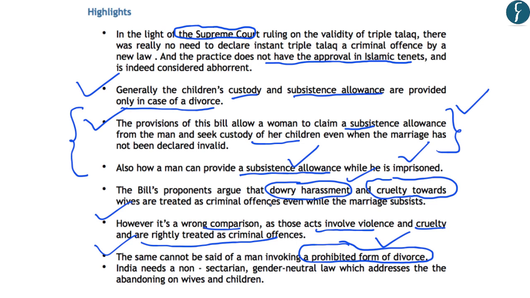So, in this line, the editorial highlights that the larger issue is that of the abandoning of wives and children by the man even without getting a divorce. And this issue needs to be resolved. For this, it has been highlighted that India needs a non-sectarian, gender-neutral law which addresses the abandoning of wives and children. So these are a few issues with the present form in which the Triple Talaq bill has been passed by the Parliament. With this, let's move to the next article.